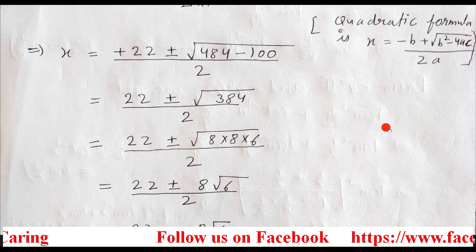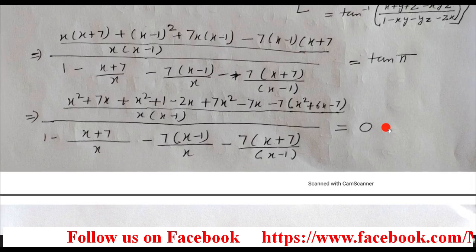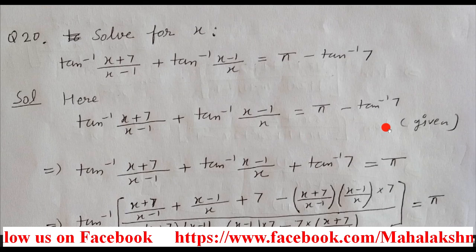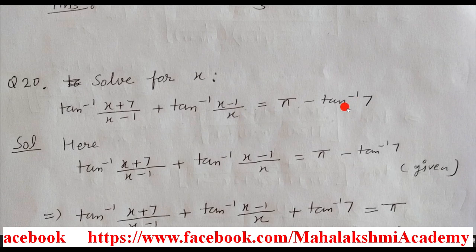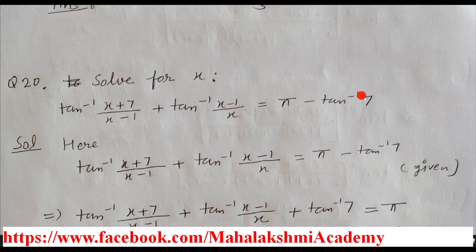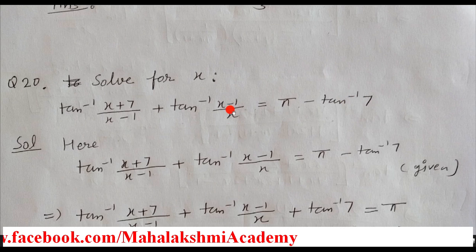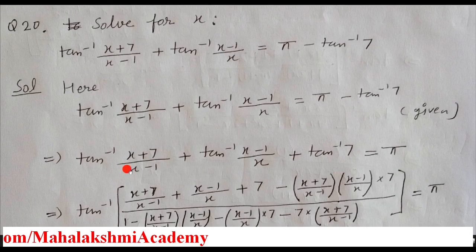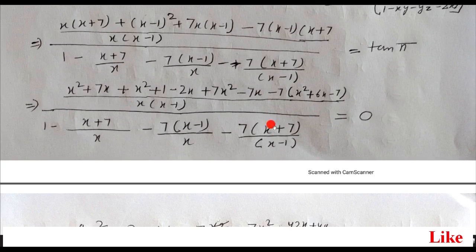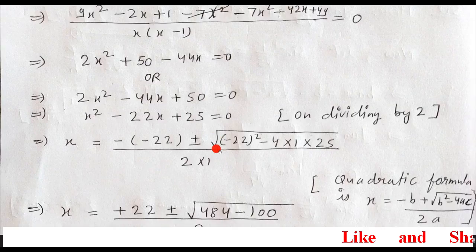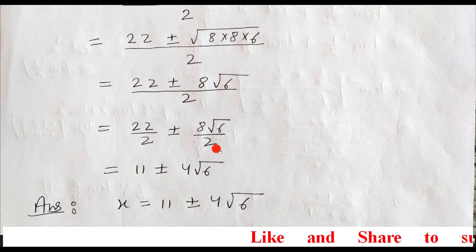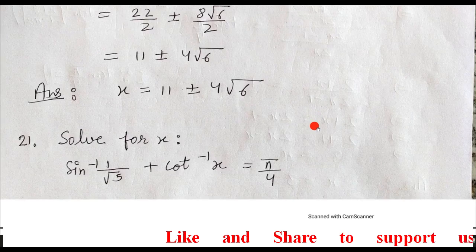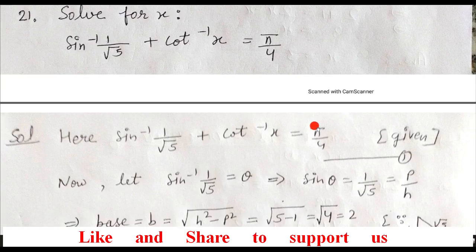So when you see the question, it should be very clear to you that in this question you take this minus tan inverse 7 to the left hand side and then use the formula of tan inverse x plus tan inverse y plus tan inverse z. Then simply you know how to solve these equations, and after solving them that will give you the value of x. Now we will move to question number 21.